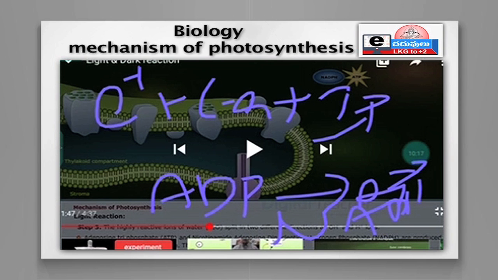These two, ATP and NADPH, are called assimilatory powers. What is the name here? Assimilatory powers. These assimilatory powers are used only in the dark reaction. In the light reaction, in the presence of sunlight, the water molecule is split, electrons are released, and from the electrons the assimilatory powers are formed. That is the concept.